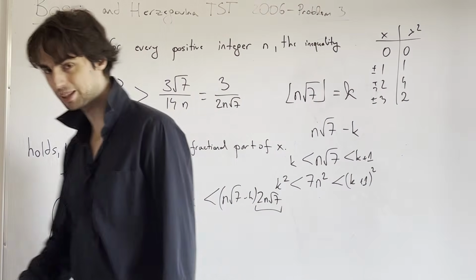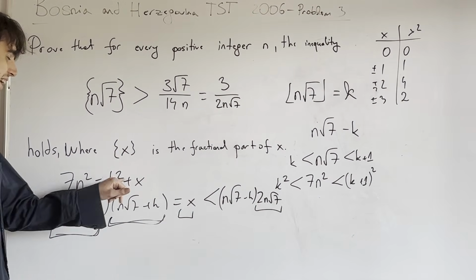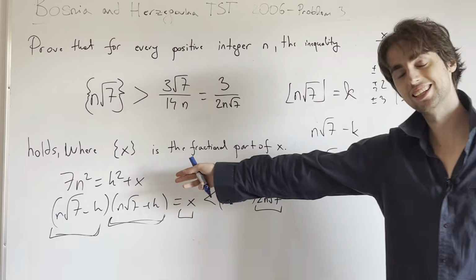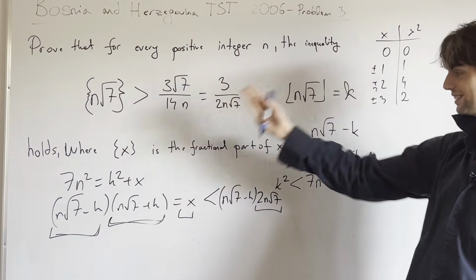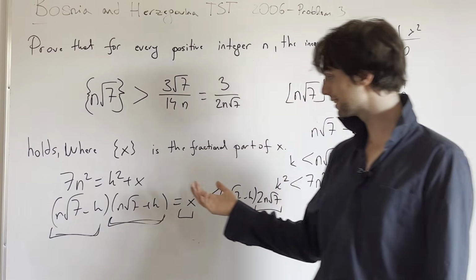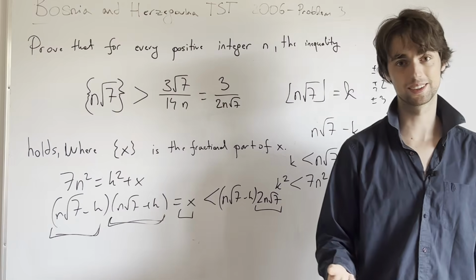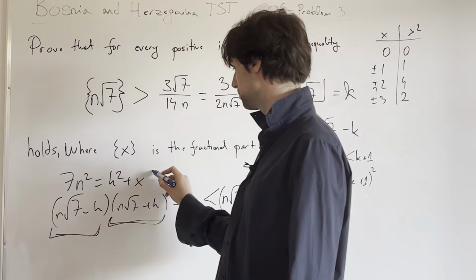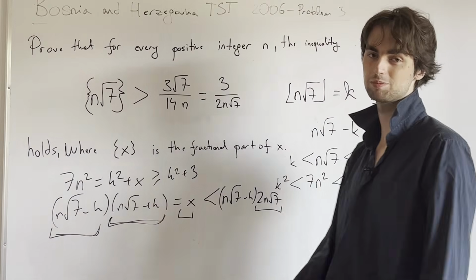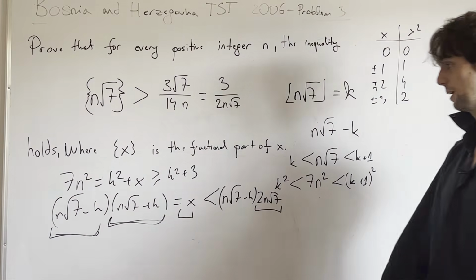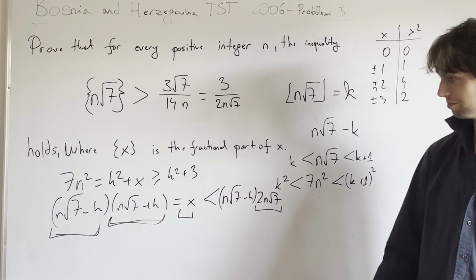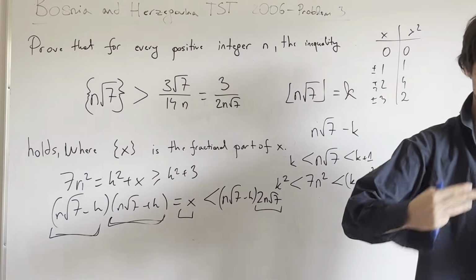Similarly, x cannot be equal to 2, because that would necessitate k squared congruent to minus 2 modulo 7, again giving us a contradiction because such a k does not exist. That's an integer, so x is at least 3. So this is greater than or equal to k squared plus 3. And if you think about it, n equal to 1 gives us a k equal to 2, and gives us an equality here.